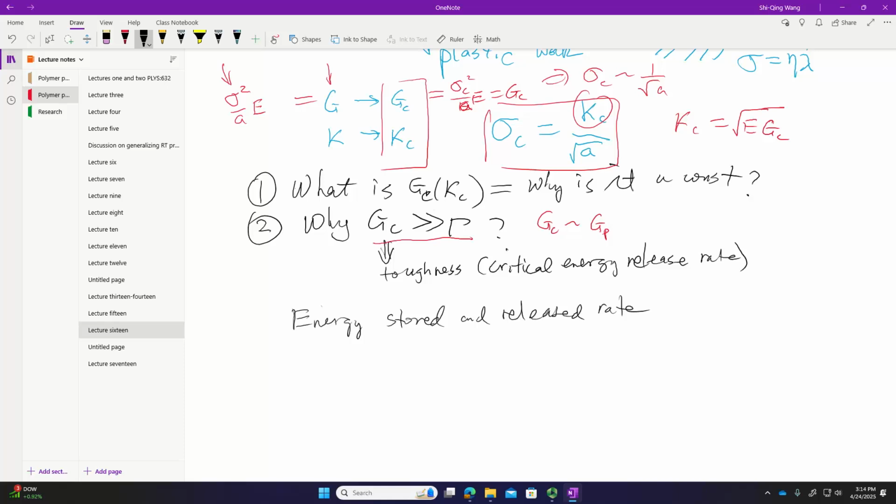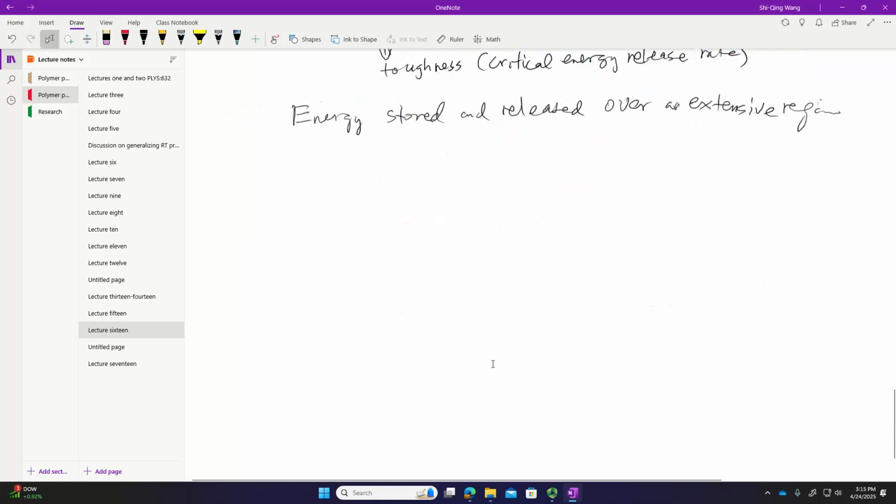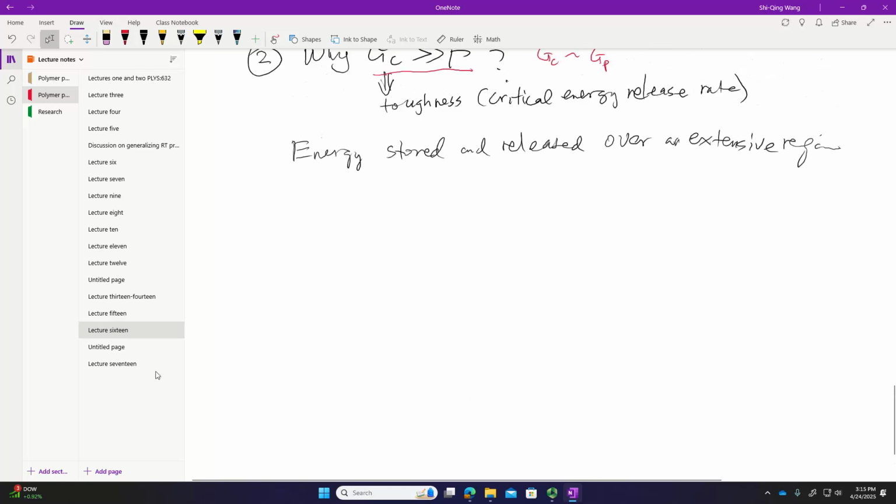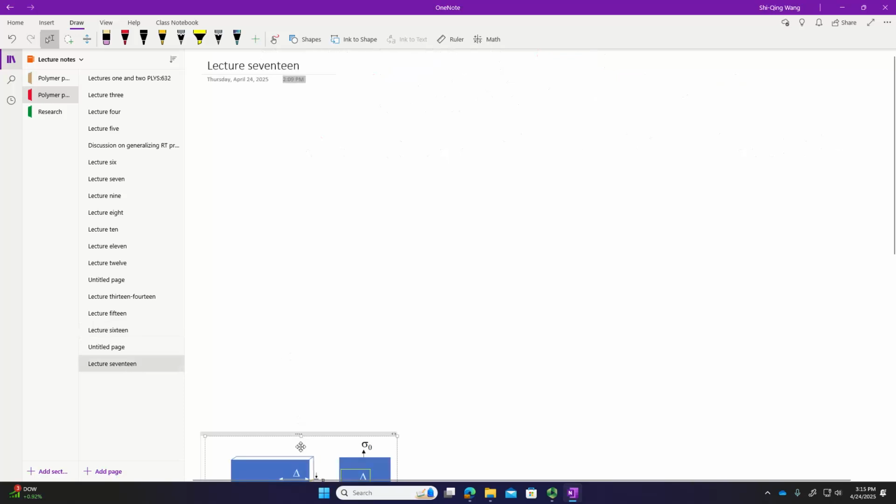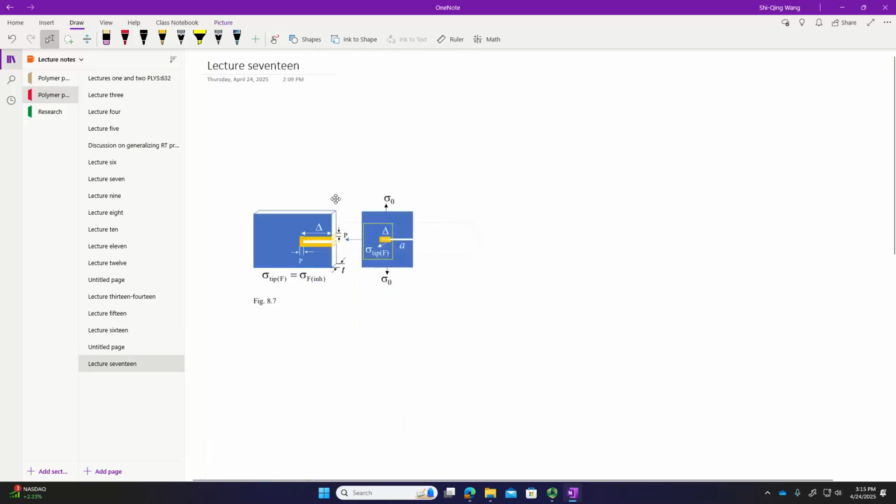An answer we knew actually before, but we only recently rediscovered ourselves. What about if this energy is stored and released over an extensive region instead of a monolayer? In other words, let me switch to the lecture 17 page I created. Let me propose that you can think about it this way.